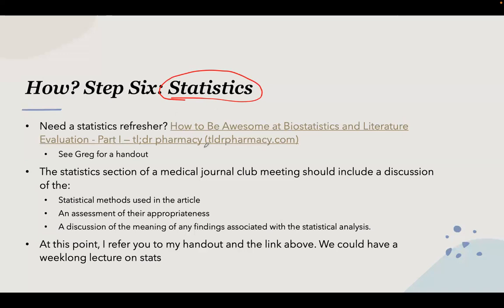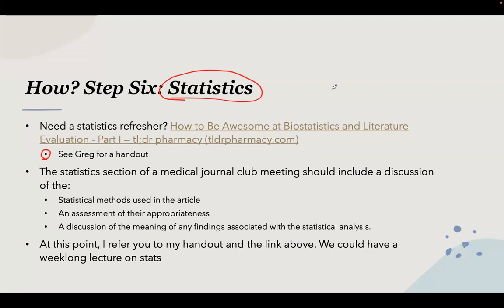But if you're having trouble, I have a very nice handout, and this is a link. You can click on it. I have multiple handouts, and every time I do a literature review, I pull them out. Now, the handout I have from TLDR is about 30 pages long. You don't have to go through all of it, but you could certainly go in there, pick and choose. But anyway, let's move forward.